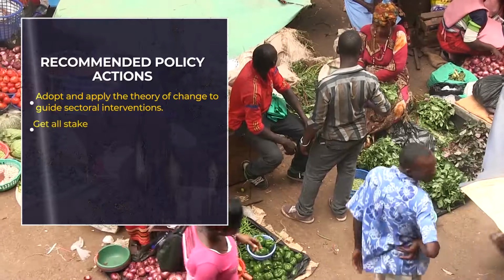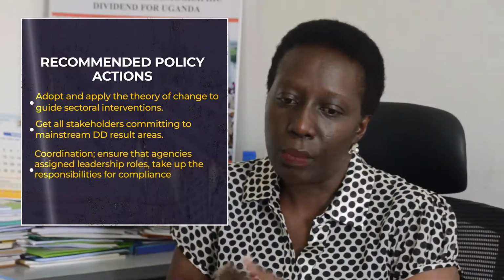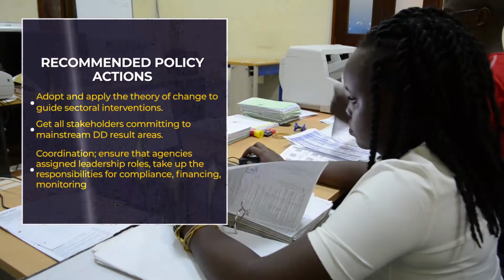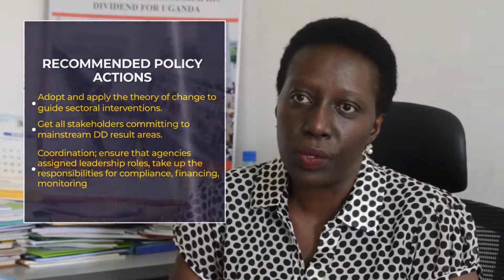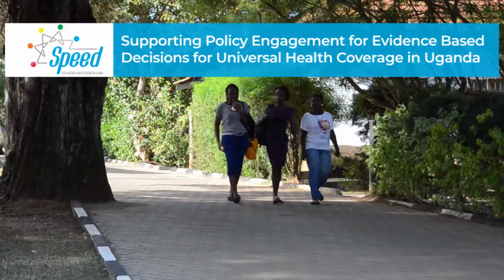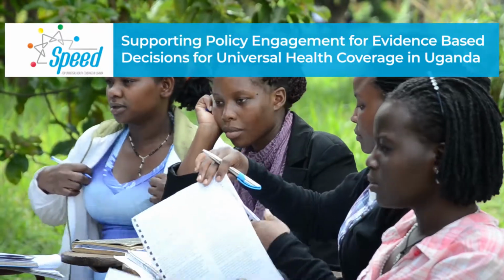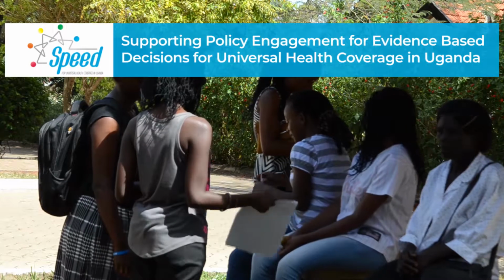So that is what we take on to guide our annual planning processes, sector planning budgets, which are the annual plans, as well as inform the next planning process, the NDP3 that we are going to embark on. SPEED stands for Supporting Policy Engagement for Evidence-Based Decisions for Universal Health Coverage in Uganda. The study focuses on what gains can be made in harnessing the population dividend.